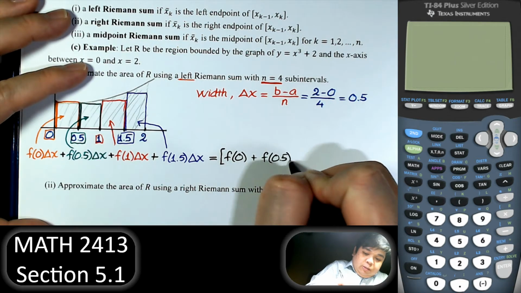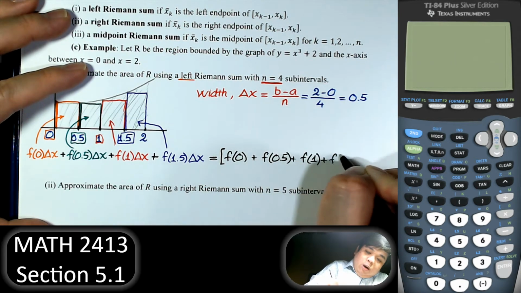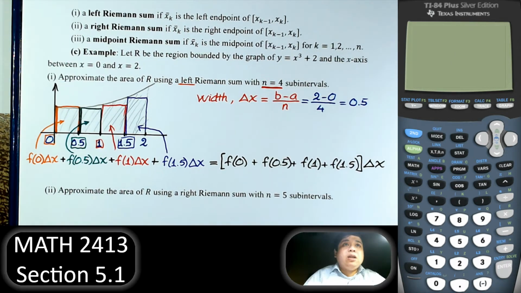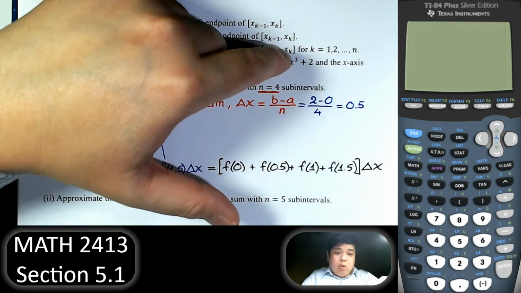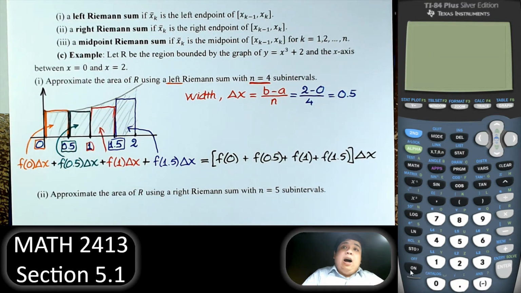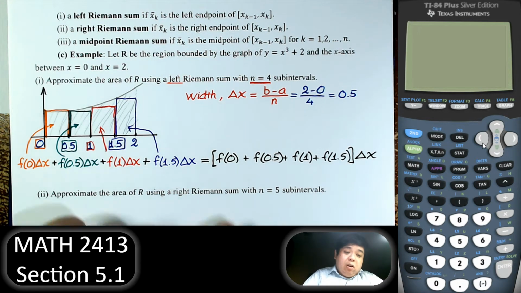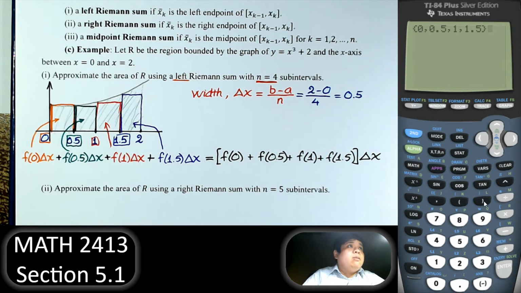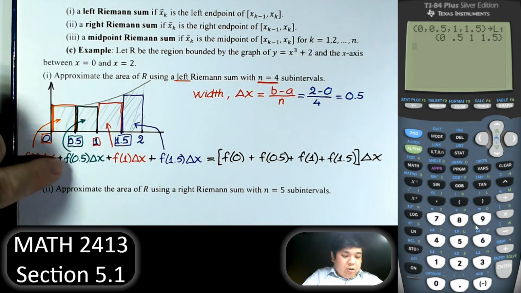We have f of 0, f of 0.5, f of 1, f of 1.5 times delta x. Of course we can do this by hand, put 0 in the function, 0.5 here, 1 here, 1.5 there. I will use the calculator, which will be more convenient. First I will enter the points. Open parentheses to have 0, 0.5, 1, and 1.5. So I enter all the points that I need to evaluate. Then I will store this into a list. Easy, right? So we start with the values 0, 0.5, 1, 1.5.